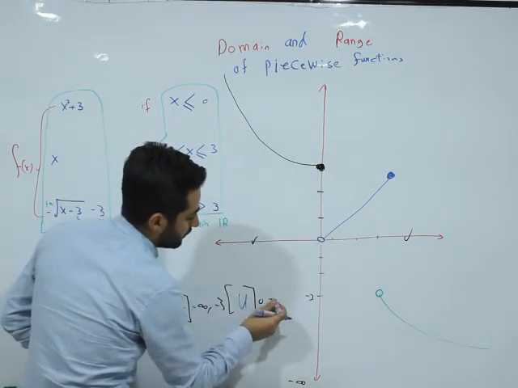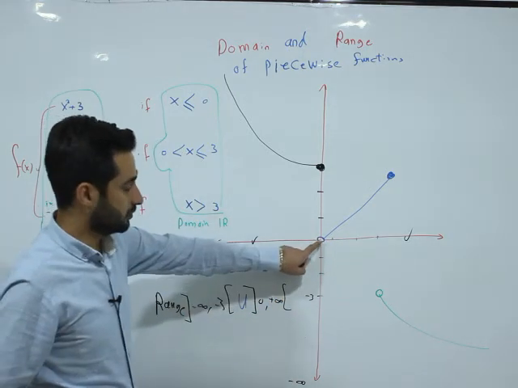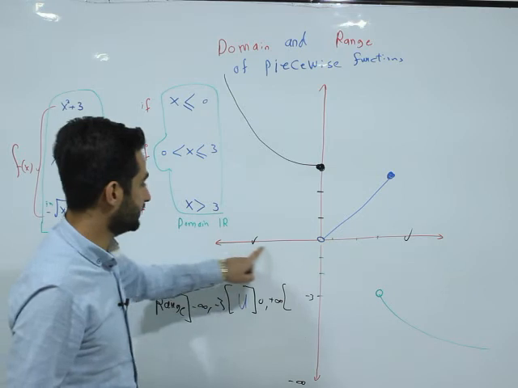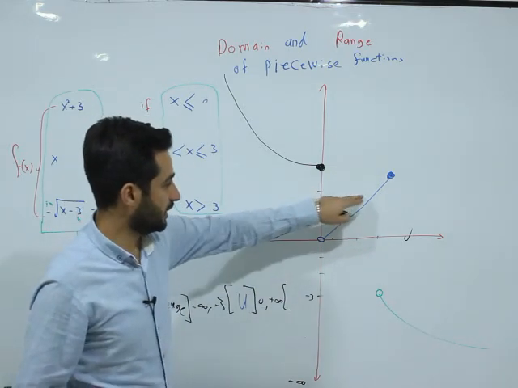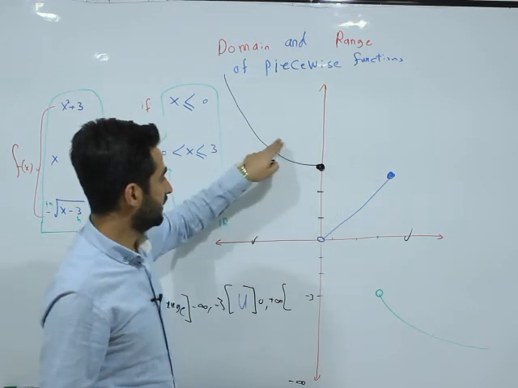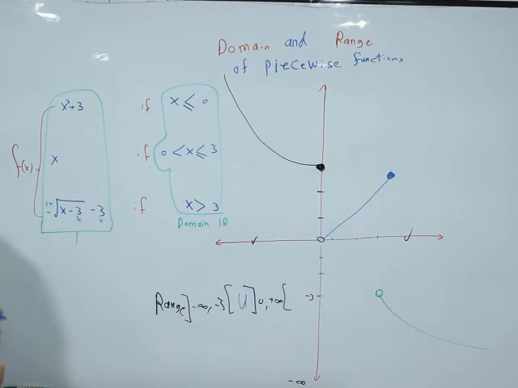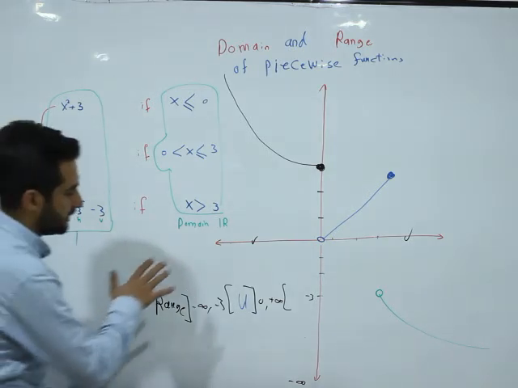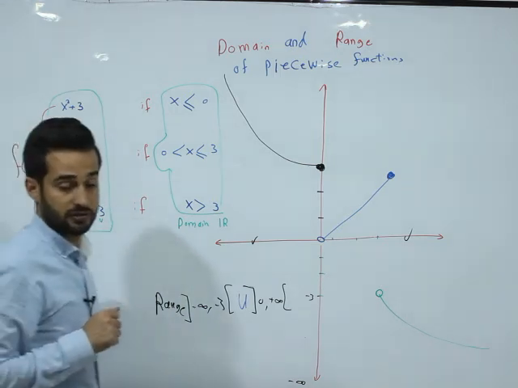From 0 to positive infinity, we have graph. Look, from 0, we don't have graph because it's open. Till 1, we have graph. 2, we have graph. 3, we have graph. 4, we have graph. 5, we have graph. So it will be like this. Now, we found all the domain and the range of the piecewise function.